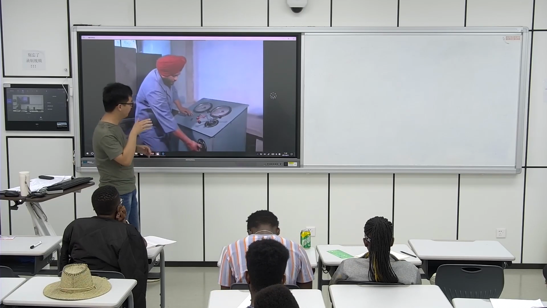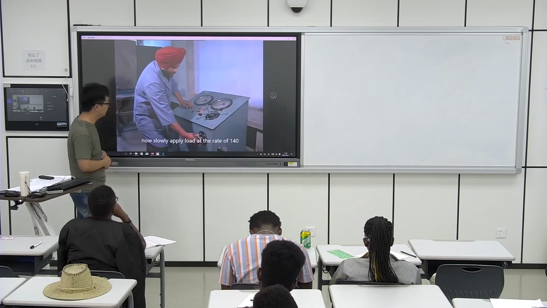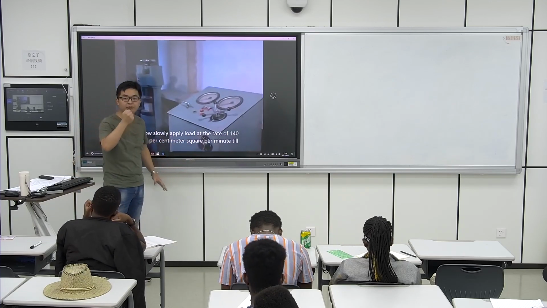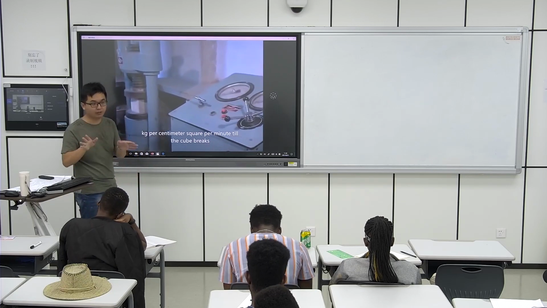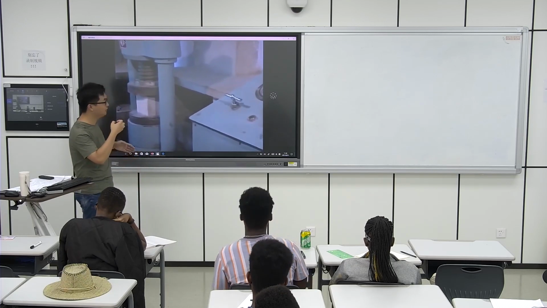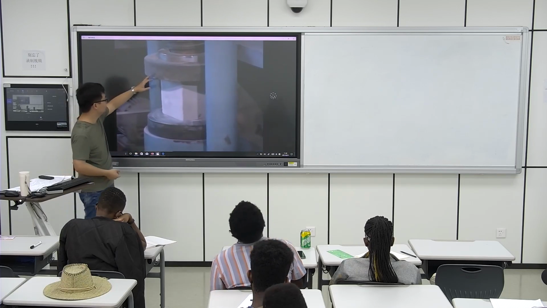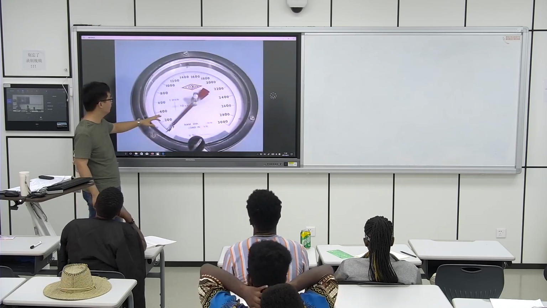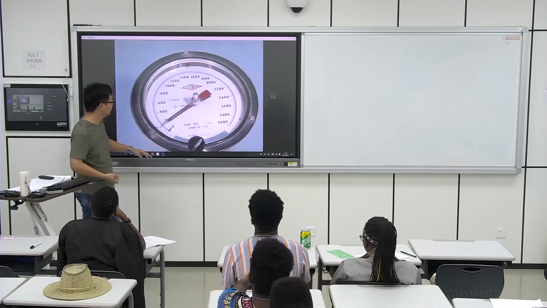the pressure increases. Now, slowly apply load at the rate of 140 kg per square centimeter per minute, till the specimen breaks. The speed should not be so quick, it should be slow. They have the rate limit, because the constant stress concentration always develops from the micro cracks.